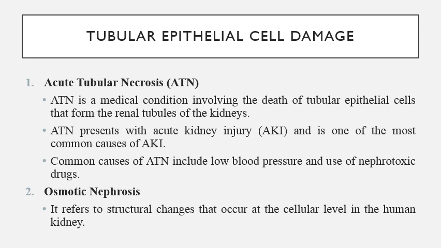Now, this may occur due to two problems. Number one is acute tubular necrosis, and second is osmotic nephrosis. In acute tubular necrosis, the cells of the epithelial layer of the tubules are damaged, and it is one of the major causes of acute kidney injury. It may occur because of low blood pressure. Because of the low blood pressure, nutrition will be less available to the tubular epithelial cells. Oxygen will be less available to the tubular epithelial cells, and eventually the cells will be destroyed.